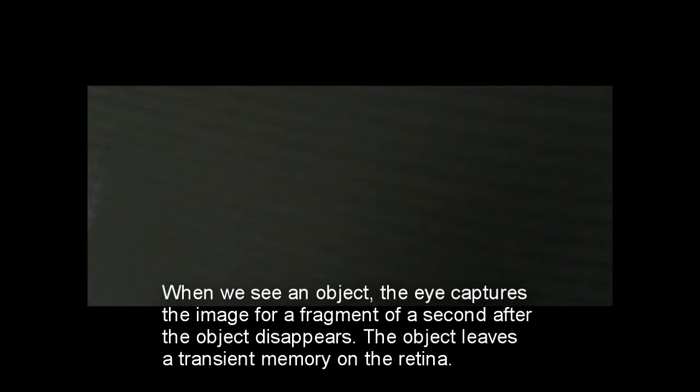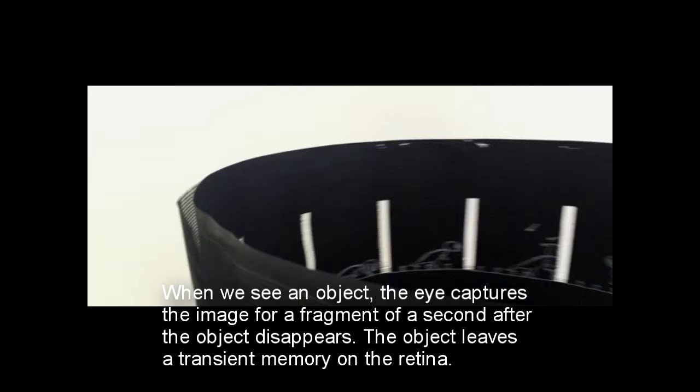When we see an object, the eye captures the image for a fragment of a second after the object disappears. The object leaves a transient memory on the retina.